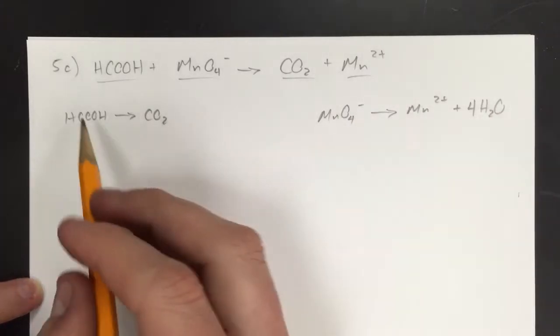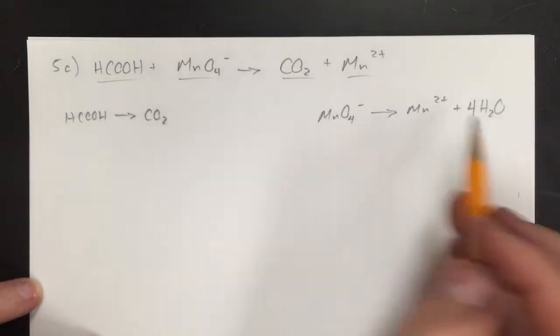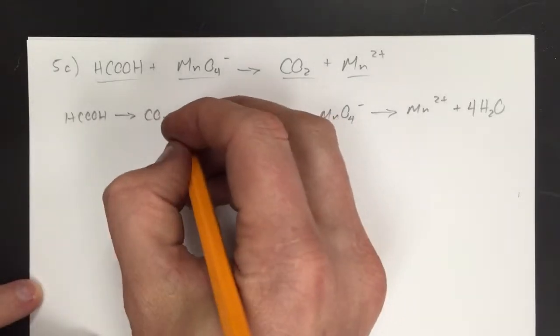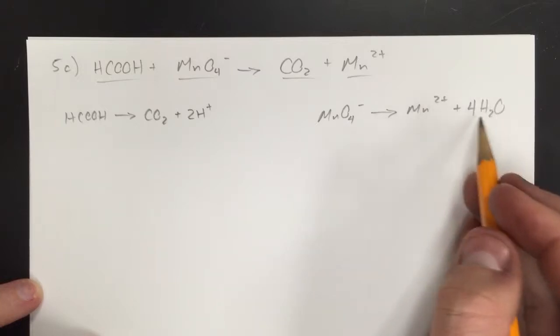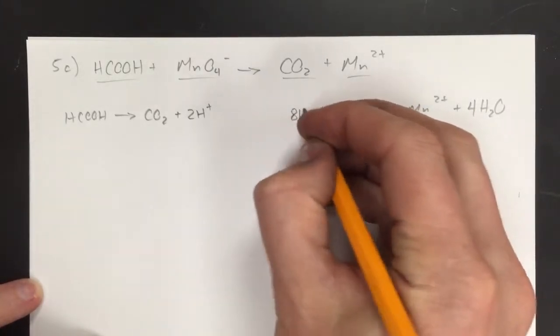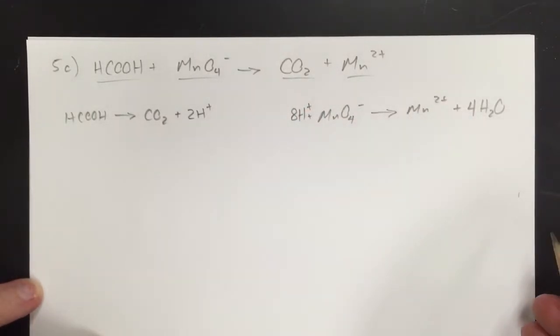So we balance the non-hydrogen oxygen stuff, then we balance the oxygens, next balance the hydrogens. There's 2 hydrogens on this side, so we need 2 on this side. And there are 8 hydrogens on this side over here, so we need 8 on this side. So now the hydrogens and oxygens are balanced. The next thing we are going to balance is the charge.